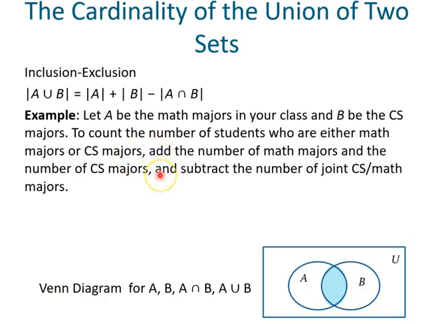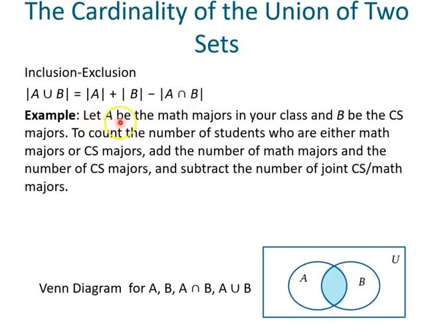The cardinality of the union of two sets. This is known as the inclusion-exclusion principle. The cardinality of the union of A and B is equal to the cardinality of A plus the cardinality of B minus the cardinality of the intersection of A and B.